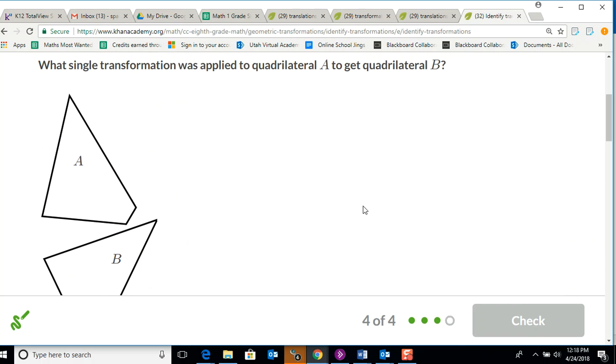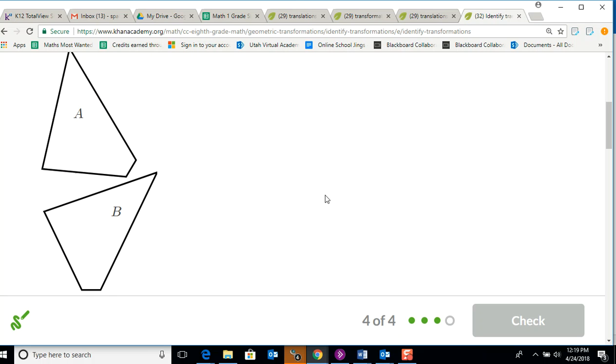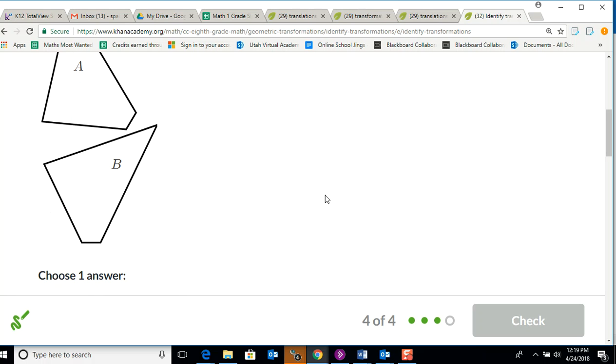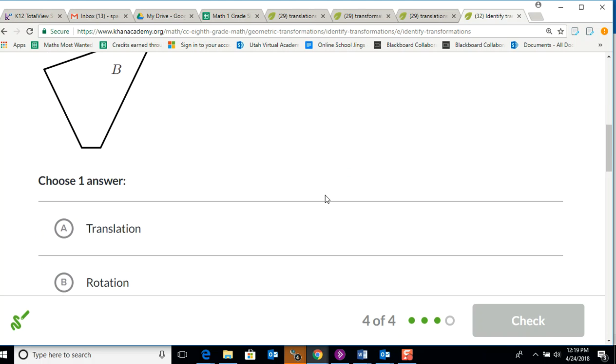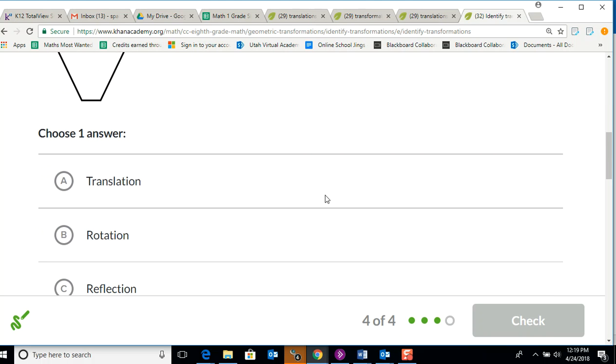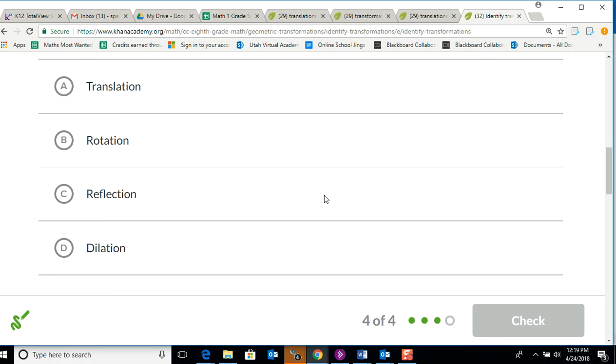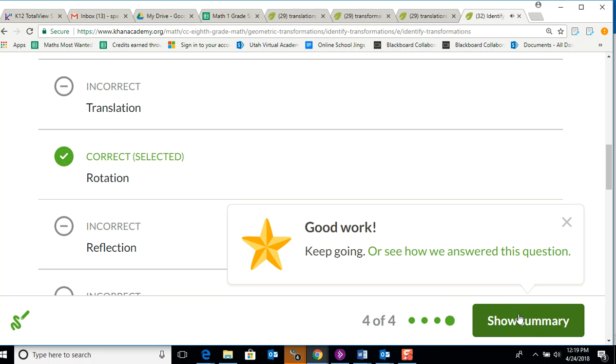Okay, this is number 4 on your piece of paper, and we want to answer the question, what single transformation was applied to quadrilateral A to get to quadrilateral B? So we know it's not a translation, and we know it's not a reflection, we know it's not a dilation, this would be a rotation.